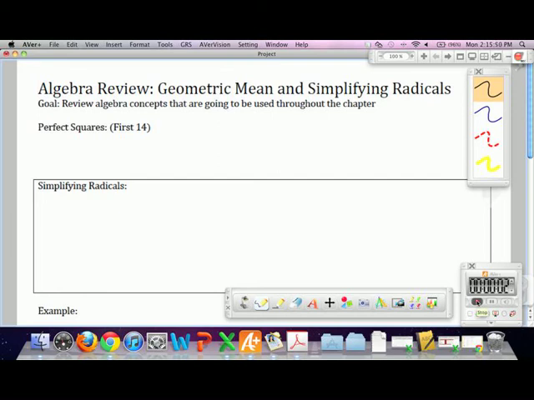Perfect squares. Do we remember our perfect squares? Yes. Okay, do we remember the first 14 of them? Almost. Well, the first one's 1. Then what's the next one? 1. Okay, we start with 1. What's the second perfect square?